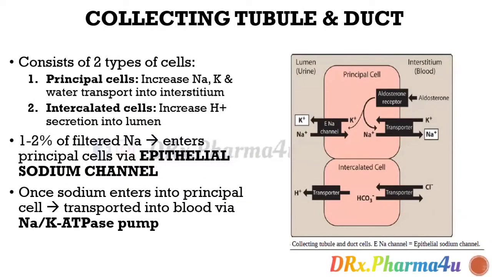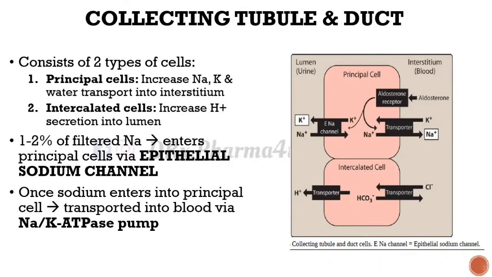Then the last is the collecting tubule and collecting duct. The collecting tubule and collecting duct consist of two types of cells. We have principal cells and we have intercalated cells, as you can see in the image. Principal cells increase the reabsorption of sodium, potassium, and water transport into the interstitium. And intercalated cells increase the secretion of hydrogen into the lumen. So these are the functions. The principal cell brings sodium, potassium, and water from the lumen into the blood, and intercalated cells take hydrogen from the blood and deposit it into the lumen.